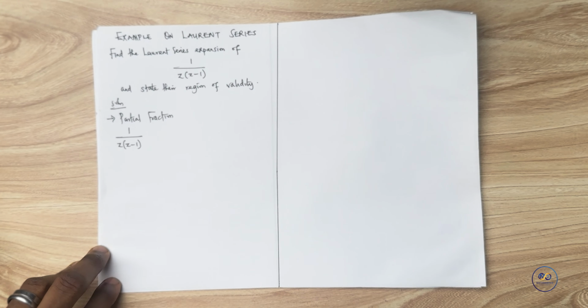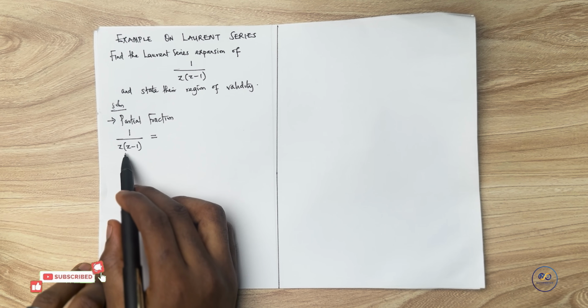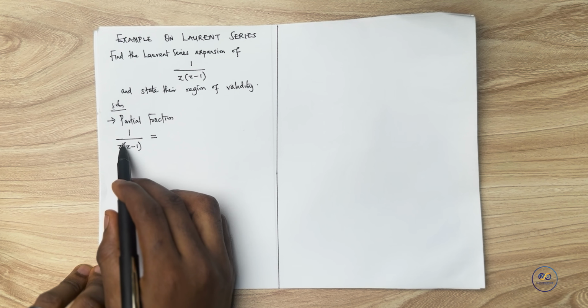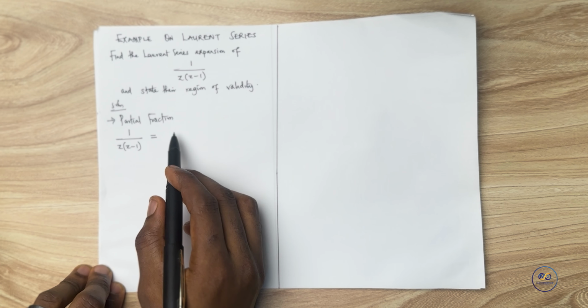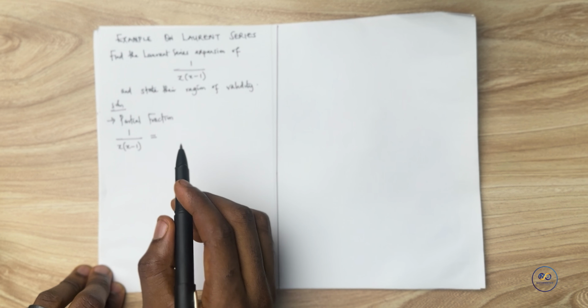Now, because these distinct factors here are linear factors, which means they have powers of 1, the degree is 1, the numerators would be constant parameters. So we have A divided by z plus B divided by (z minus 1). Because we have linear factors here, the numerator took constant parameters.